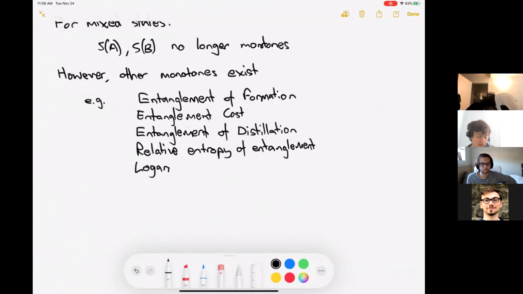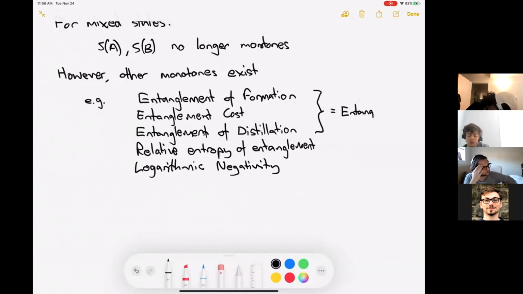There's also something you might have heard of called the logarithmic negativity, which I'm not going to go into, related to the state not having a positive partial transpose. But don't worry about that. So there are a lot of things that satisfy most properties, and many of them, particularly these three, for pure states actually reduce to the entanglement entropy.